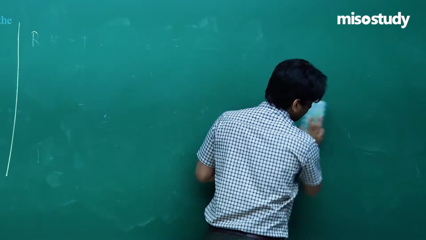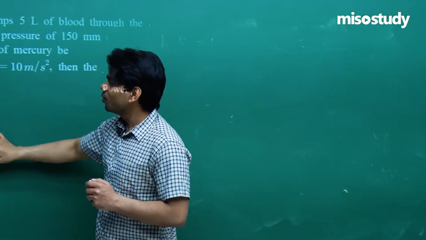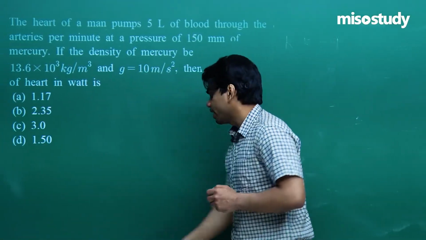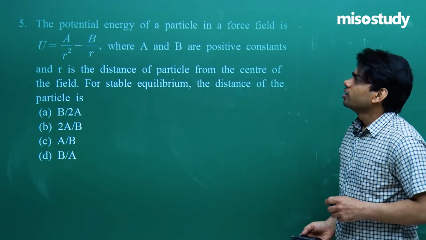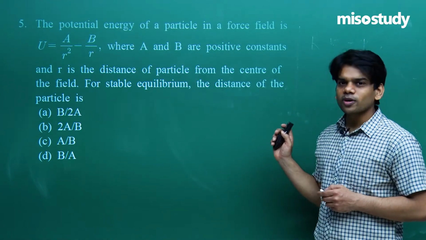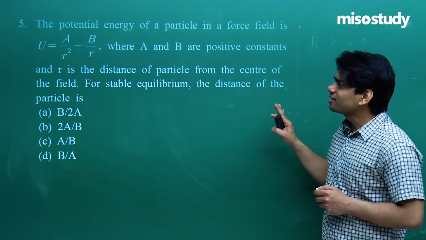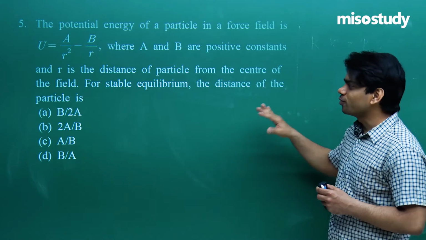Let's go with the next question of the day. I believe you have understood how to solve this one. Next question of the day. Question number 5. The potential energy of a particle in a force field is U equals A upon R square minus B upon R, where A and B are positive constants and R is the distance of the particle from the center of the field.